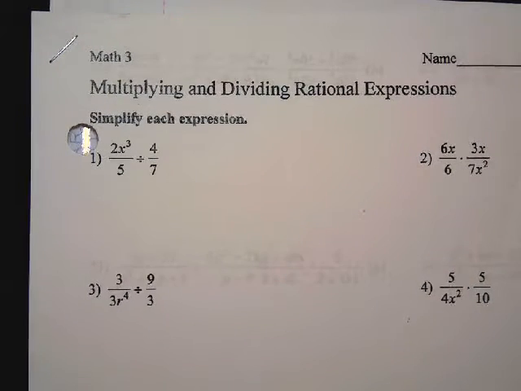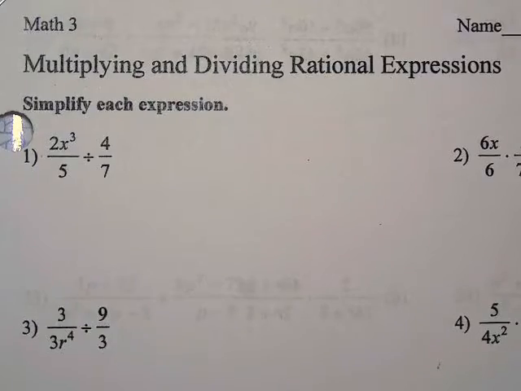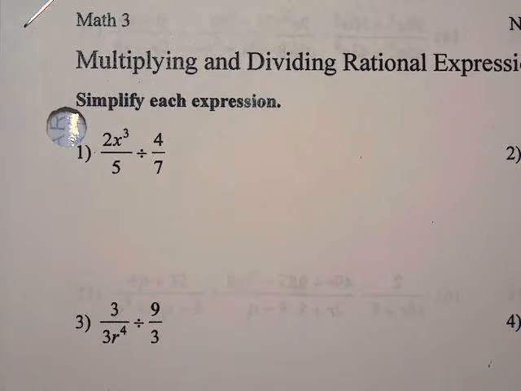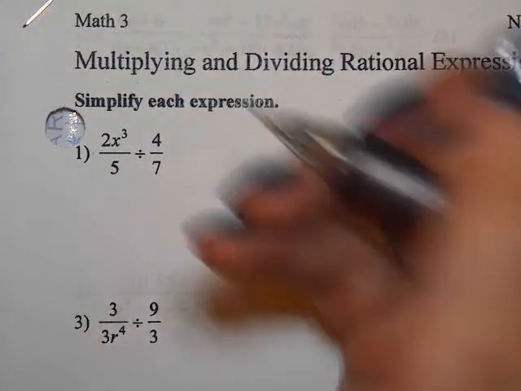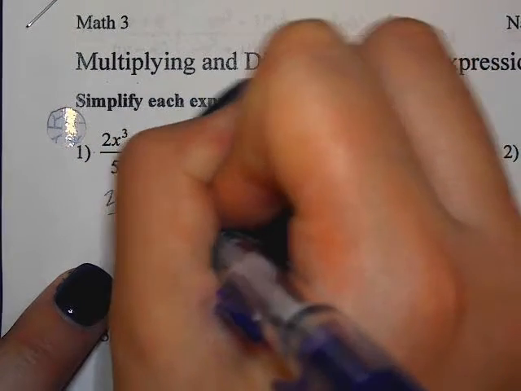All right, so number one, it's a division problem. So what do we do before we do anything on division problems? Keep it, change it, flip it. So 2x to the third over 5. Change it to a multiplication problem. 7 over 4.